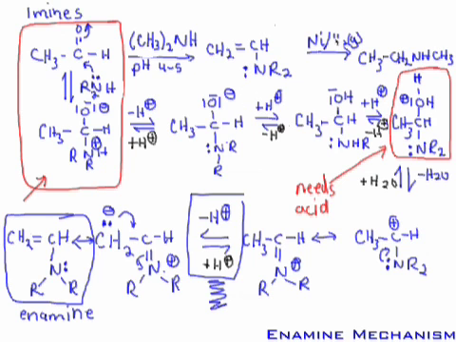Now enamines likewise can be reduced. Nickel H2 gas can take an enamine to an amine. But there'd be two R groups here. So there you have it. In the reactions of amines, amines can react with aldehydes and ketones to produce either imines or enamines. Primary amines produce imines. Secondary amines produce enamines. Both can be reduced under nickel H2 gas to yield amine.